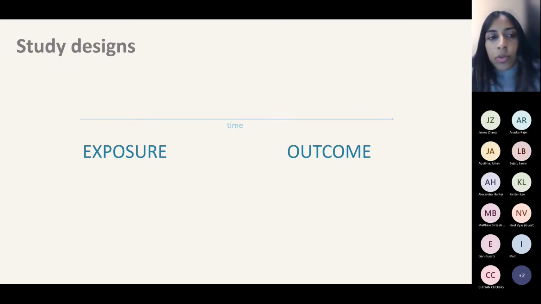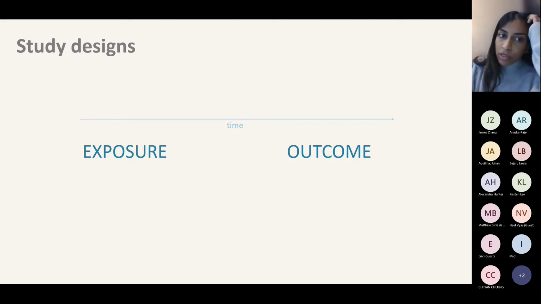So in all types of studies, what we're trying to do is establish if there's a causal relationship between any kind of exposure and a kind of outcome. The exposure could be some kind of treatment or some kind of risk factor like a gene mutation or something like smoking. And the outcome could be a medical diagnosis or a serum level of an inflammatory marker like CRP.